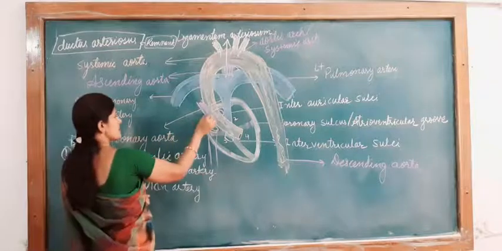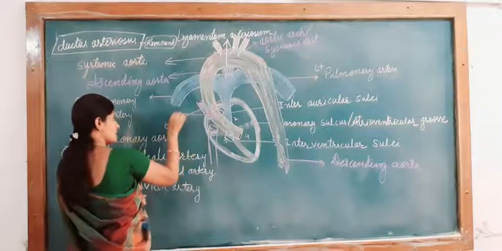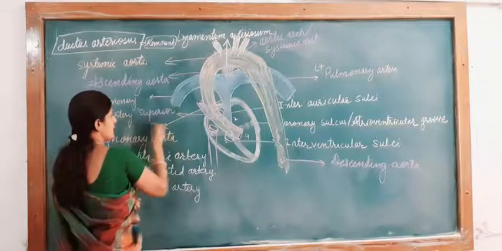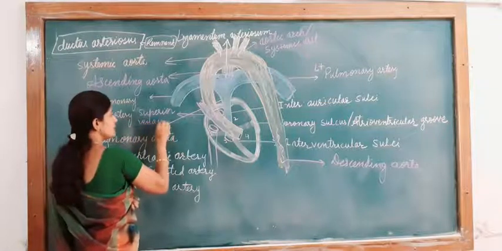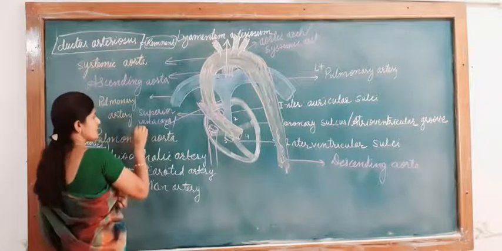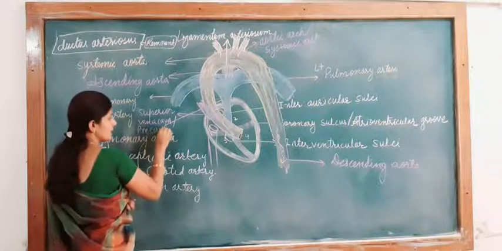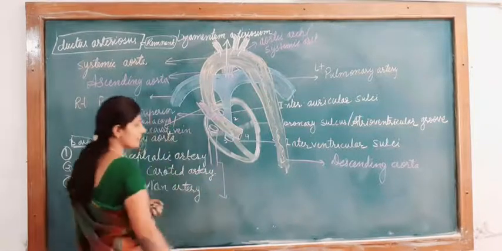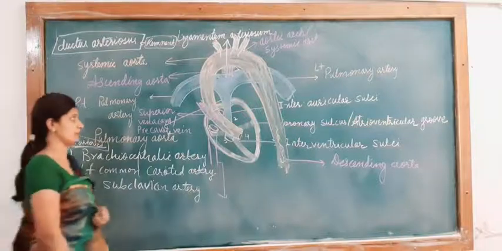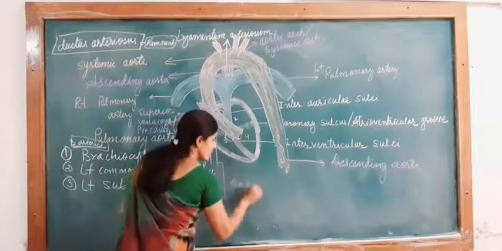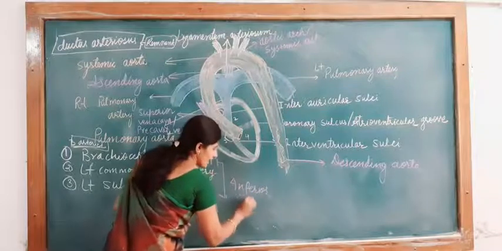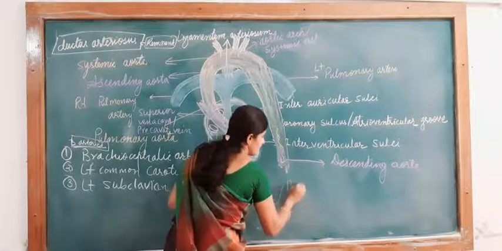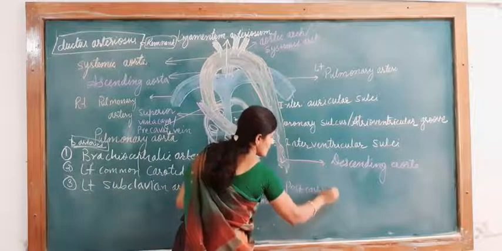Superior, this part is called, this opening which is bringing the deoxygenated blood towards the heart is superior vena cava, or it is also called the precaval vein. And the lower one, which is bringing the deoxygenated blood from the lower body parts, is the inferior vena cava, or it is also called the postcaval vein.